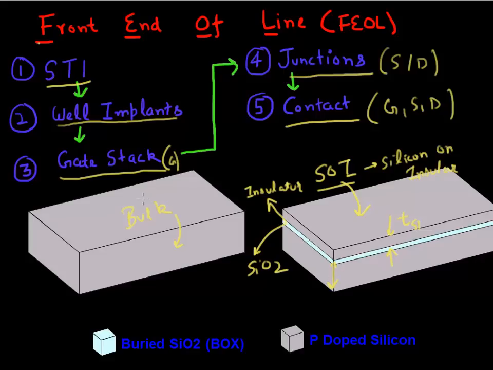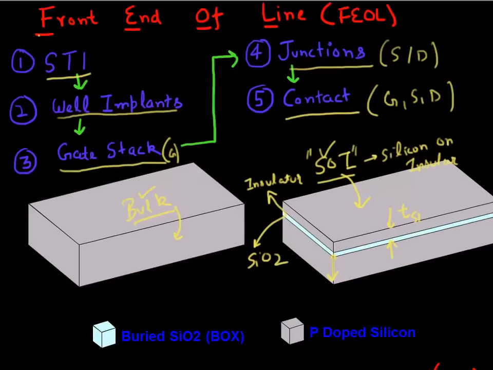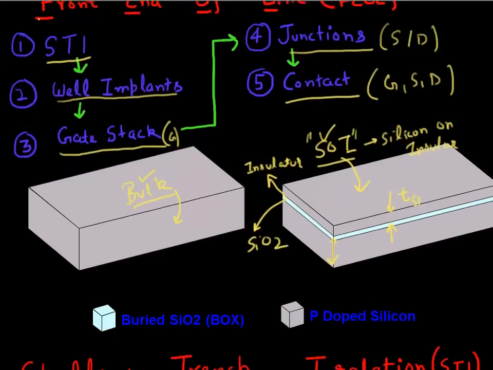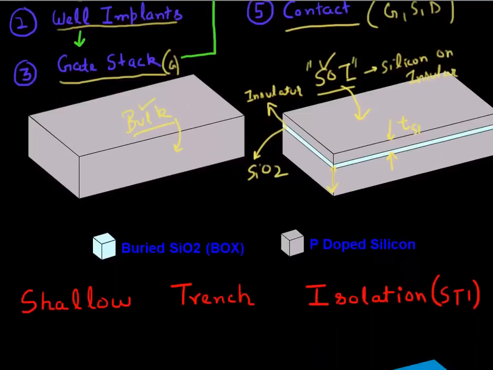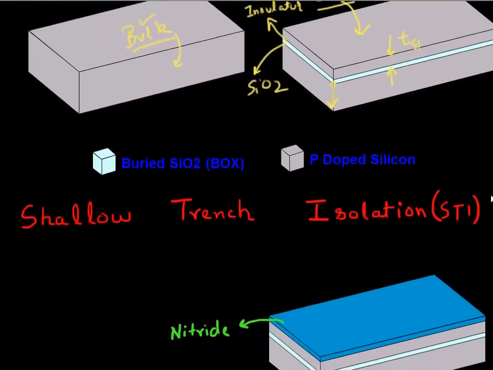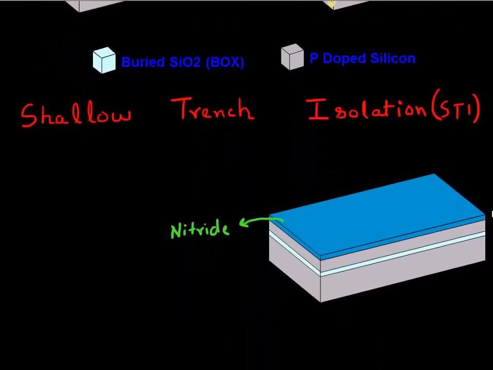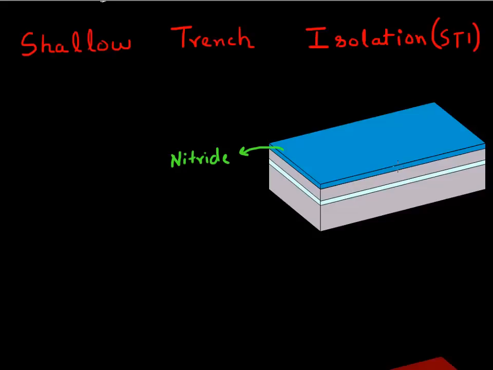So either way, we can start with a bulk or an SOI substrate. Some people prefer to use bulk substrates. Some niche applications and some other players prefer to use SOI as their starting material. So anyway, we can pick either of those, and then the first step that is done is shallow trench isolation, or the first module I should say is making this shallow trench isolation.